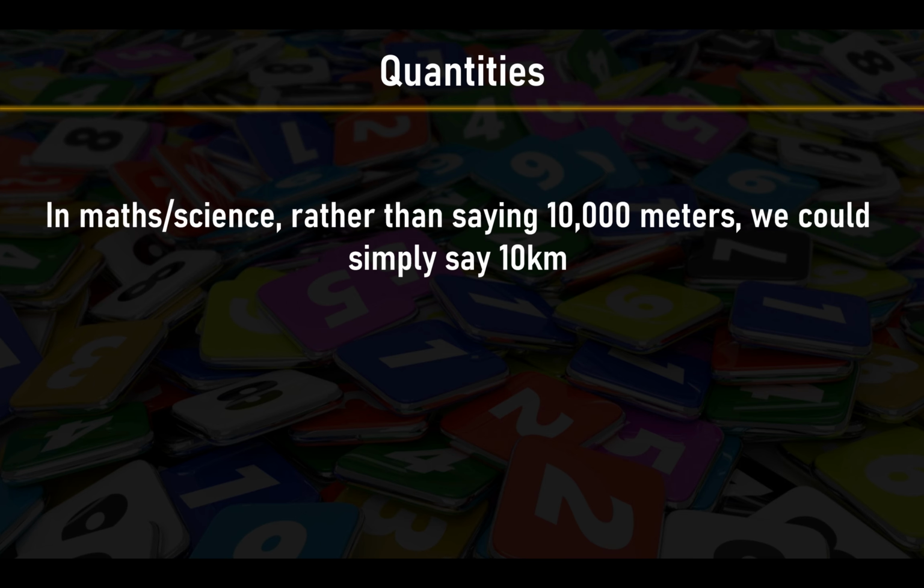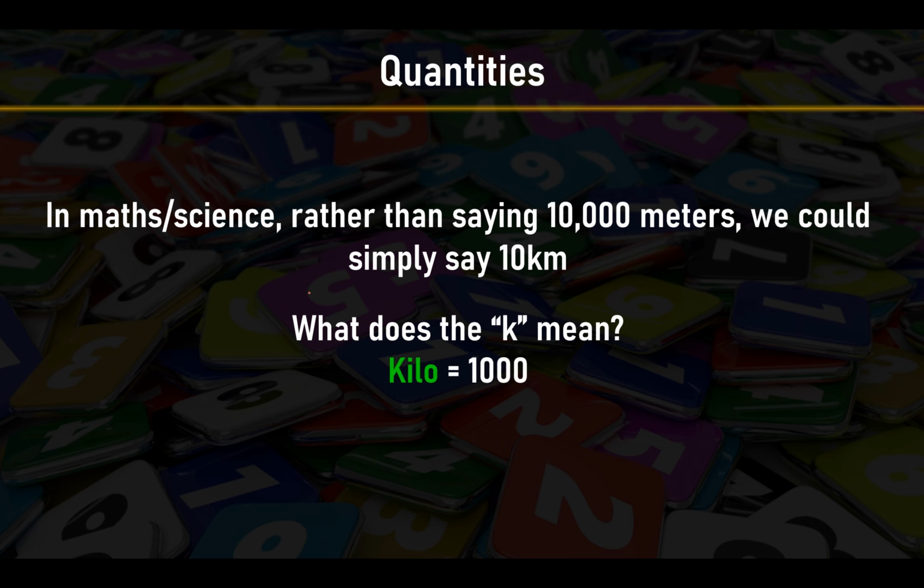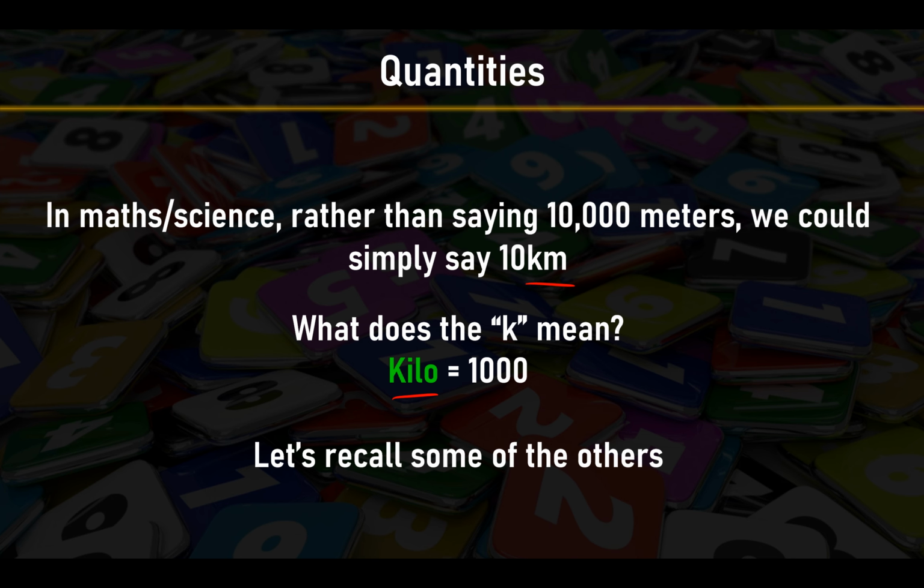If we look at quantities, rather than saying 10,000 meters, we could also just say 10 km. So what does the K mean? Hopefully you know, the K means kilo, so 10 kilometers, and kilo means 1,000.